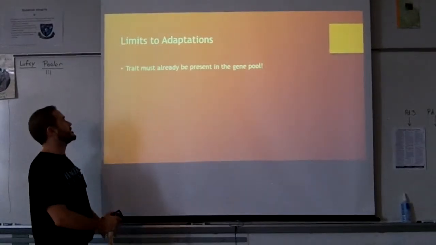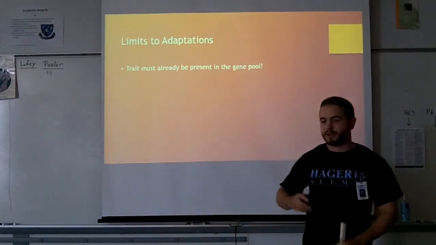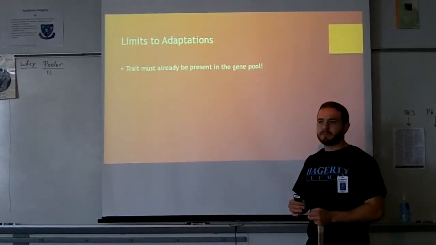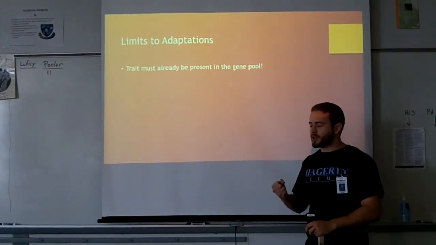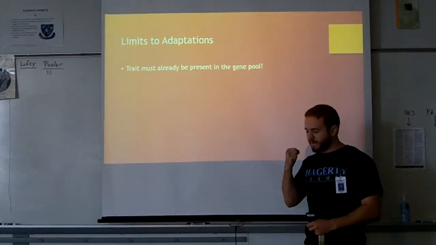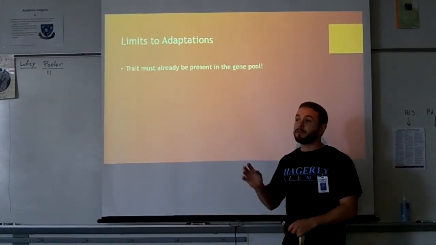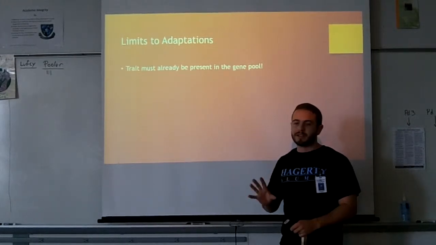Okay, so limits to adaptation. The trait must already be in the gene pool. This is something I discussed a little earlier. When something needs to adapt, needs to evolve, needs to change, they can't just think up, man, I wish I had this trait that I could select from right now. I wish I could evolve right now. No, these mutations have to take place and happen before the environment selects for them. Okay? They have to be present in the gene pool already.